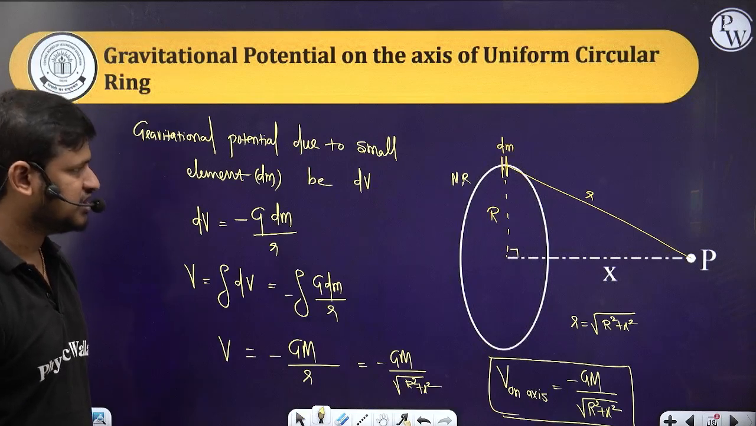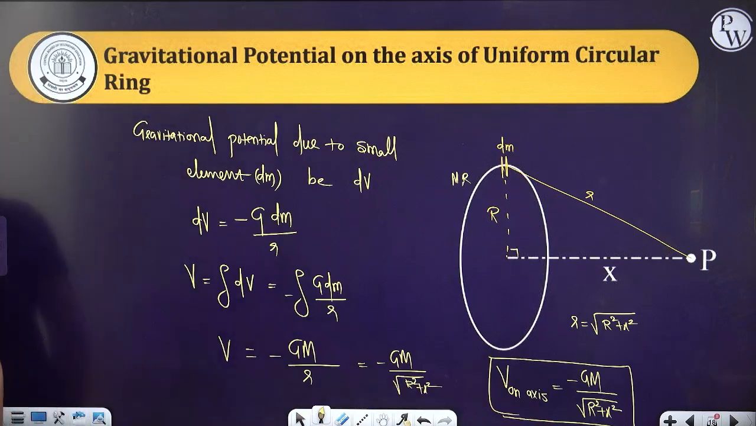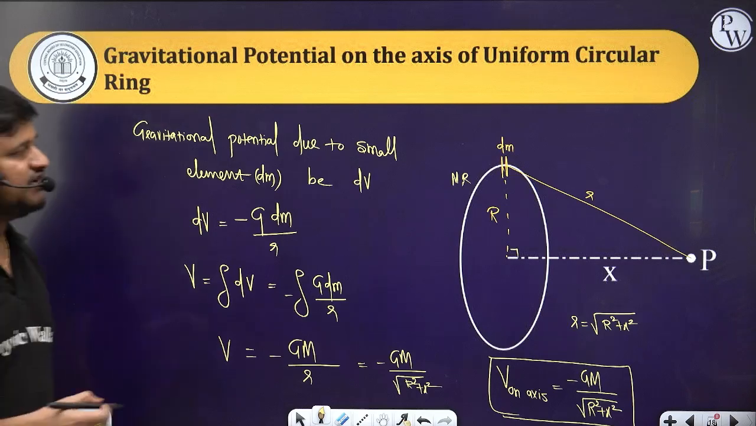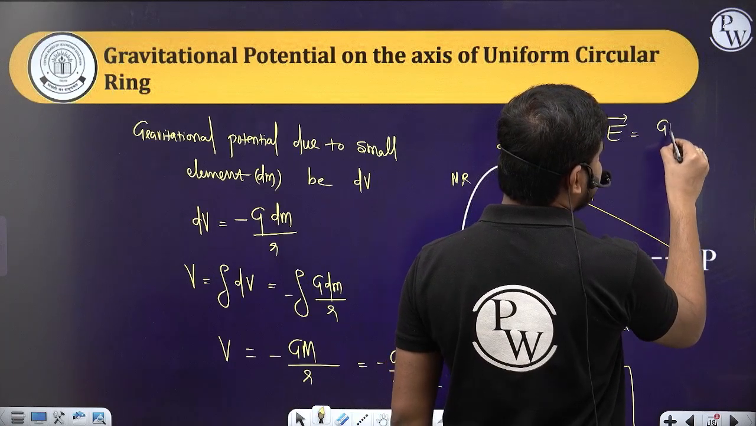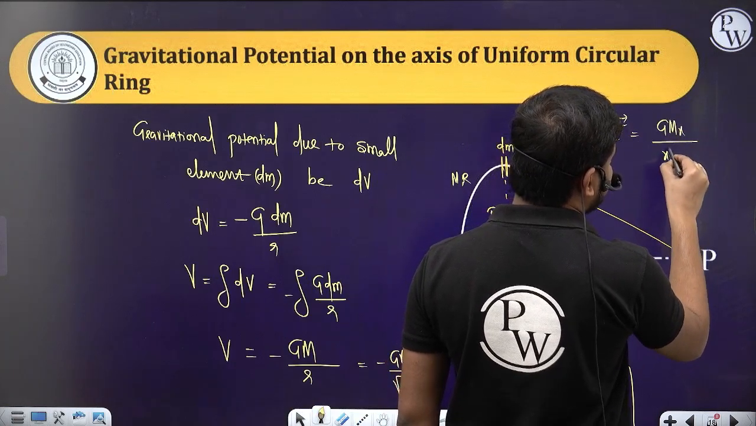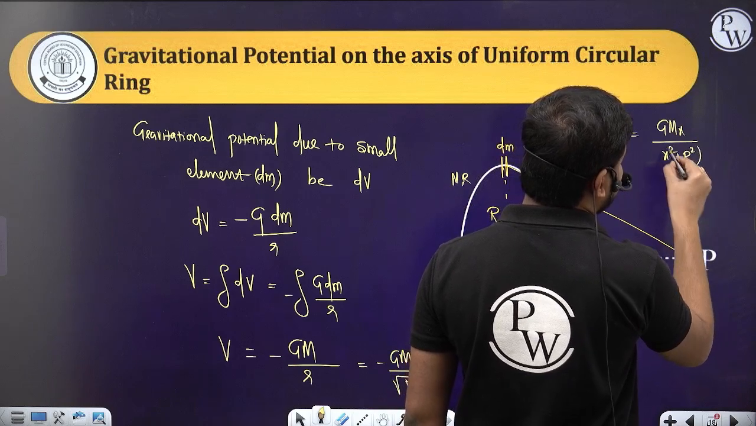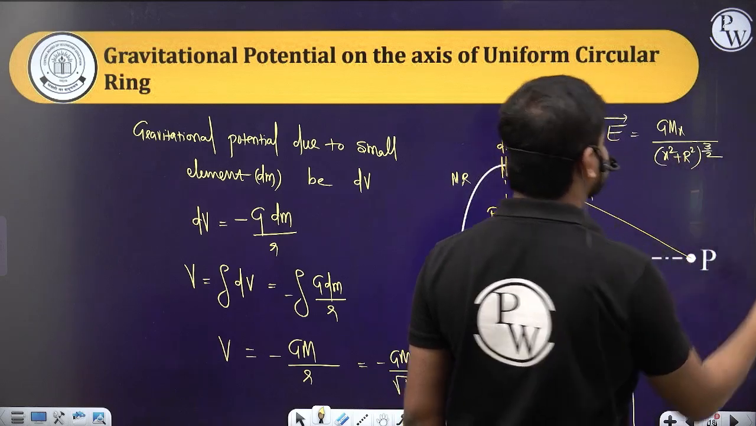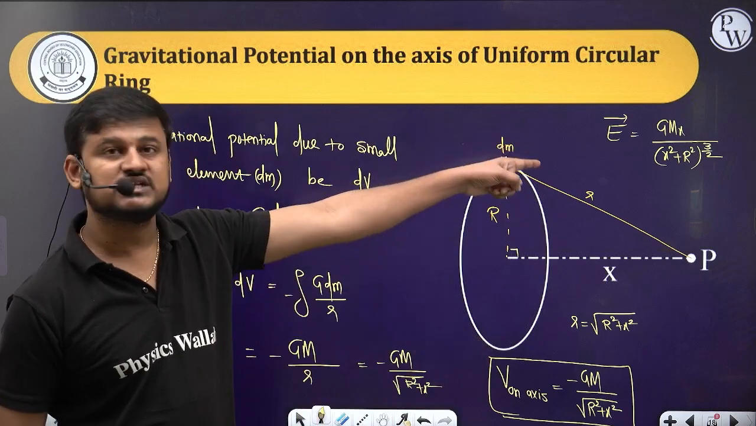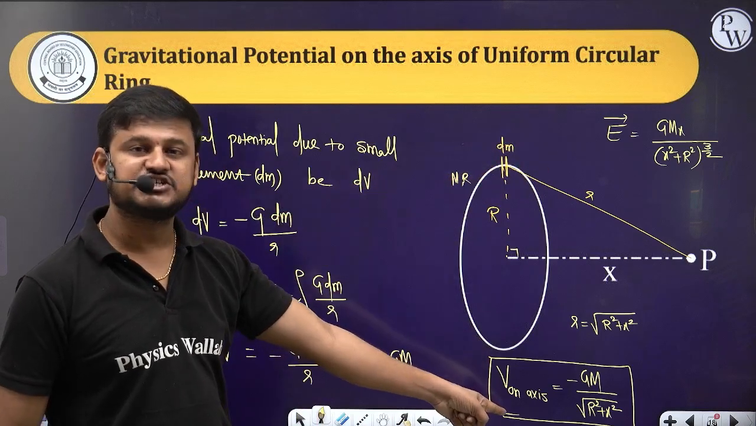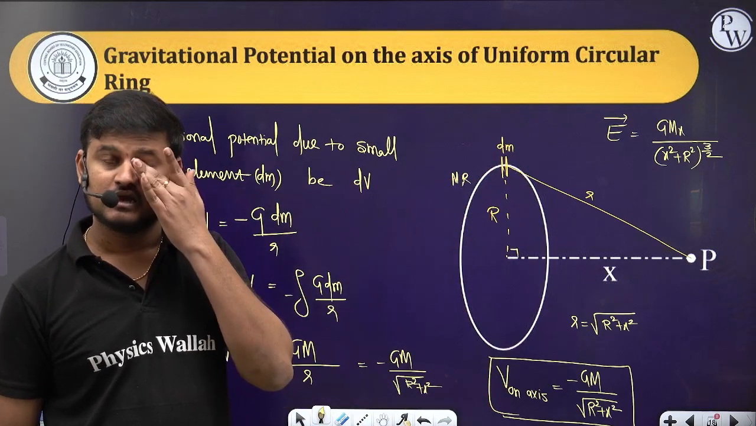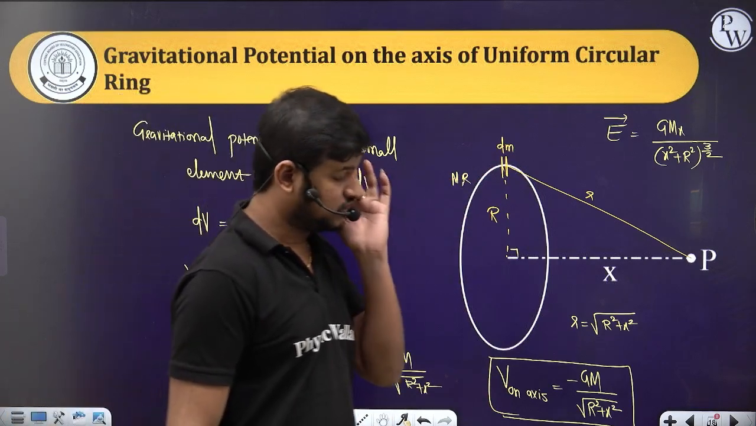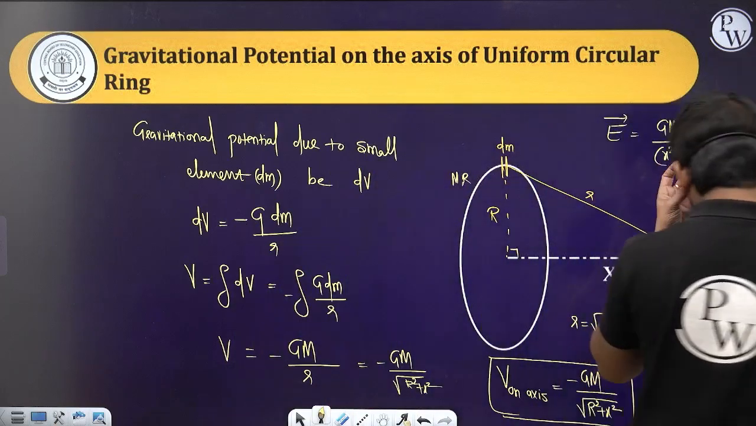gravitational potential. Okay. So did you guys remember the gravitational field formula? The E is equal to GMx by (x square plus R square) whole to the power 3 by 2. This is the gravitational field due to the uniform circular ring. And this is the gravitational potential due to the uniform circular ring of mass M and radius R. Done now? Clear? Chalo. Hope it is clear for everyone.